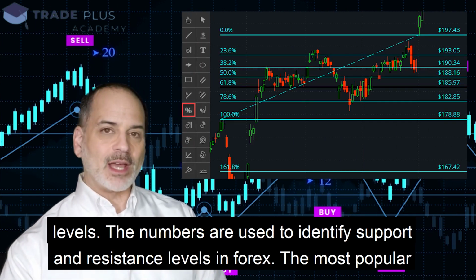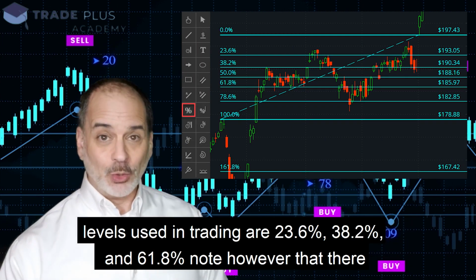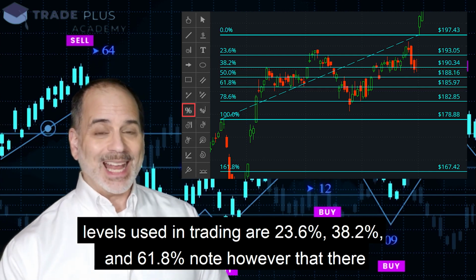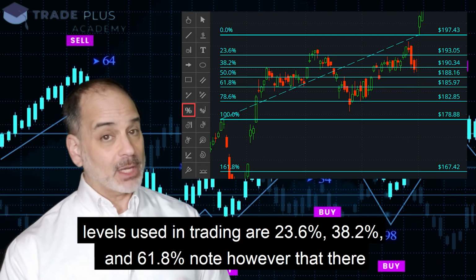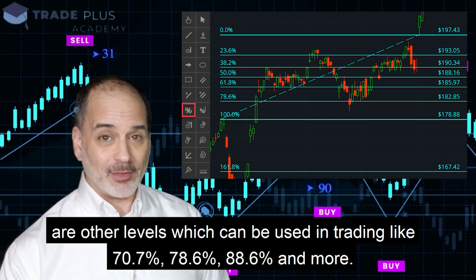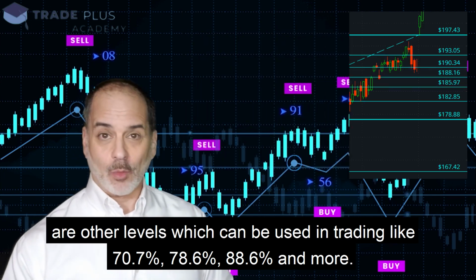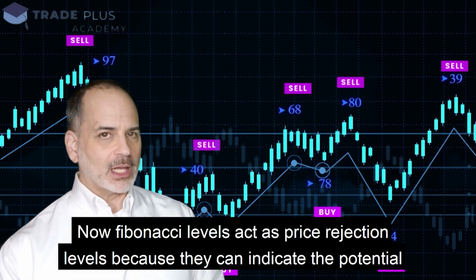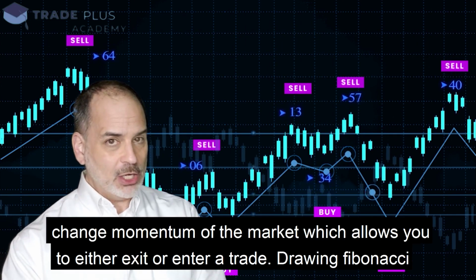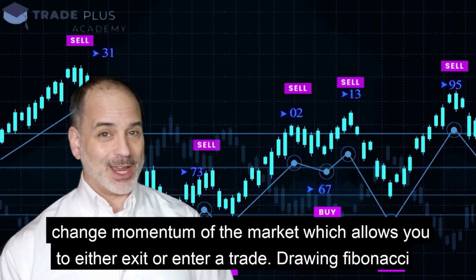The numbers are used to identify support and resistance levels in Forex. The most popular levels used in trading are 23.6%, 38.2%, and 61.8%. Note, however, that there are other levels which can be used in trading, like 70.7%, 78.6%, 88.6%, and more. Now, Fibonacci levels act as price rejection levels because they can indicate the potential change of momentum of the market, which allows you to either exit or enter a trade.